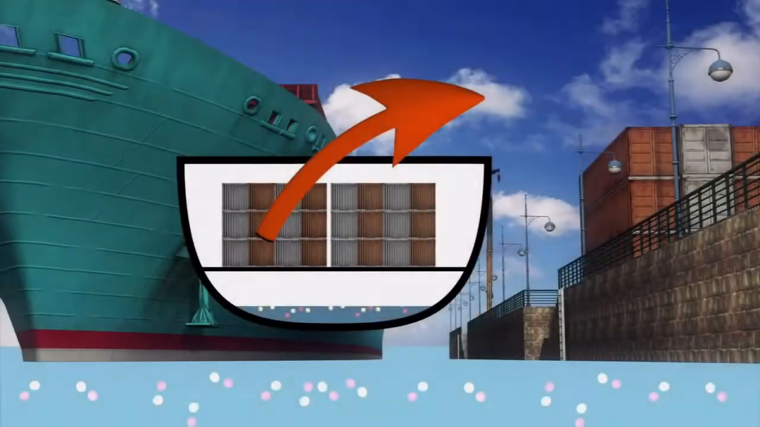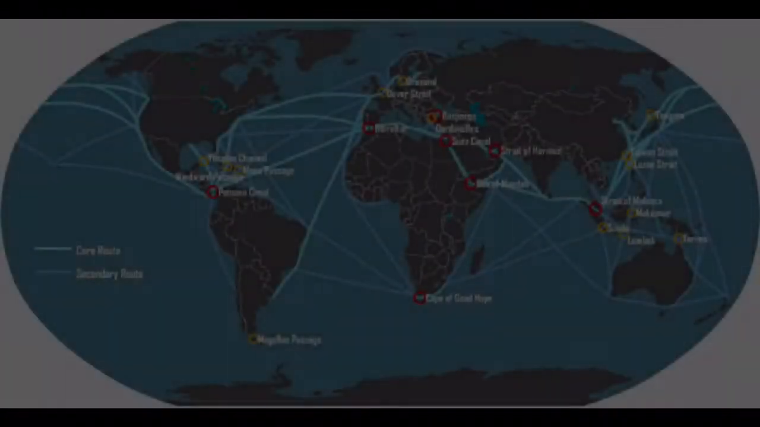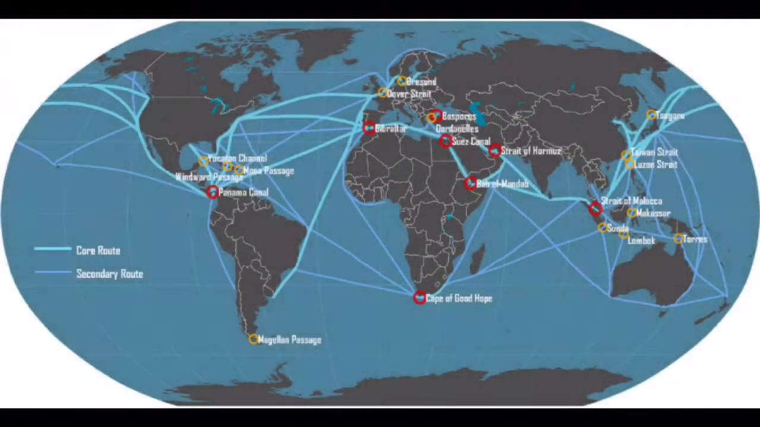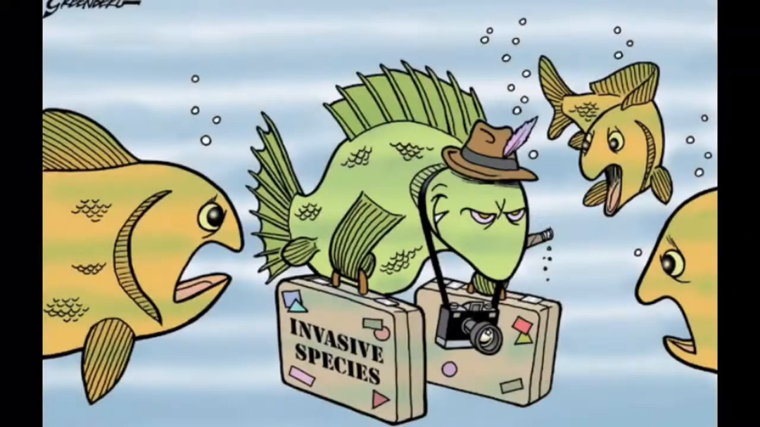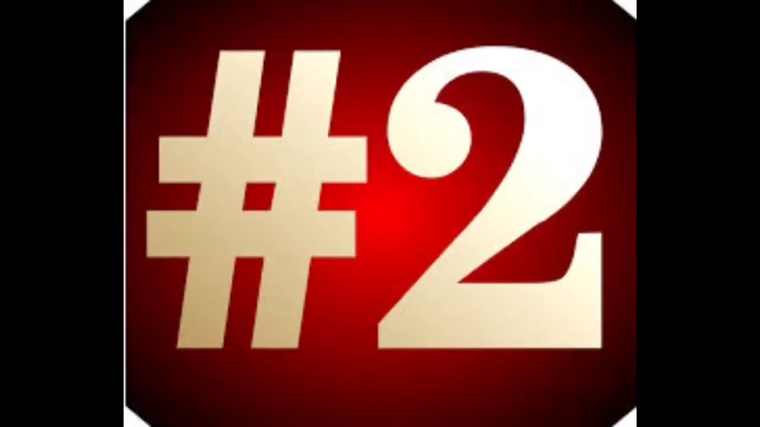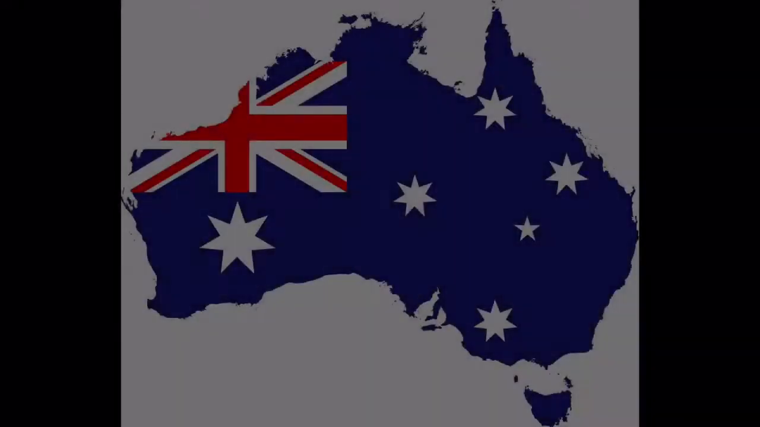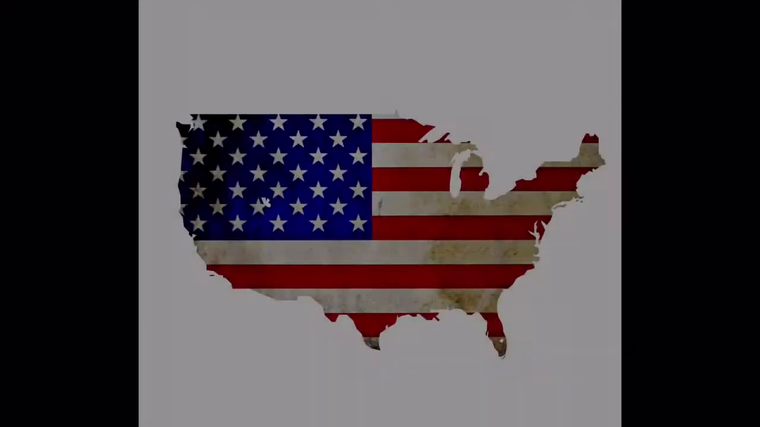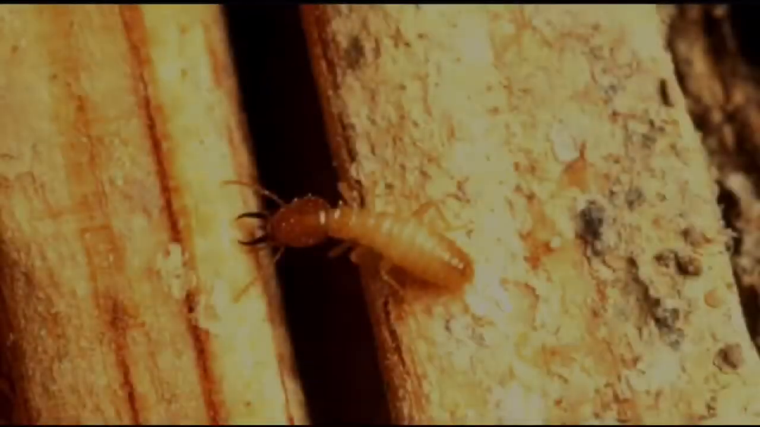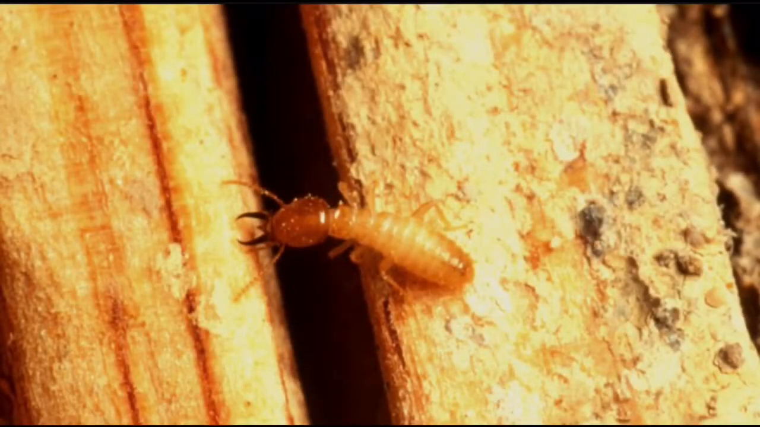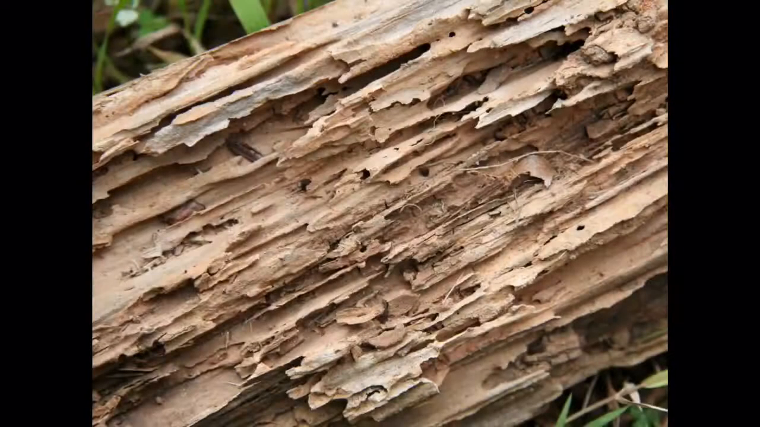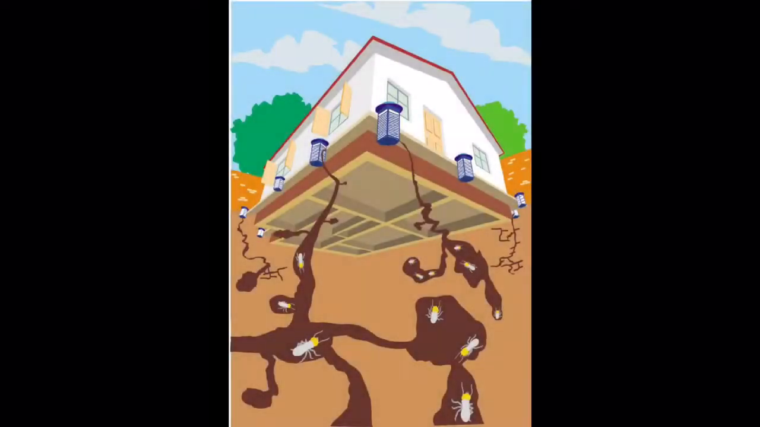The first way is through ships. The ships can carry aquatic organisms from one place to another. They are being taken out of their natural ecosystem and are being taken to a brand new place. The second way is through wooden products. If a wood product from China or Australia gets imported over to America, the product can be infested with termites. And once they are released into the wild, they interfere with other organisms in that ecosystem.